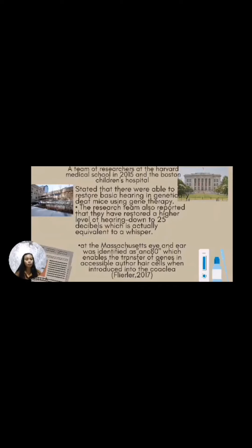A team of researchers at Harvard Medical School and Boston Children's Hospital stated in 2015 that they were able to restore basic hearing in genetically deaf mice using gene therapy. The research team also reported that they restored a higher level of hearing down to 25 decibels, which is equivalent to a whisper.